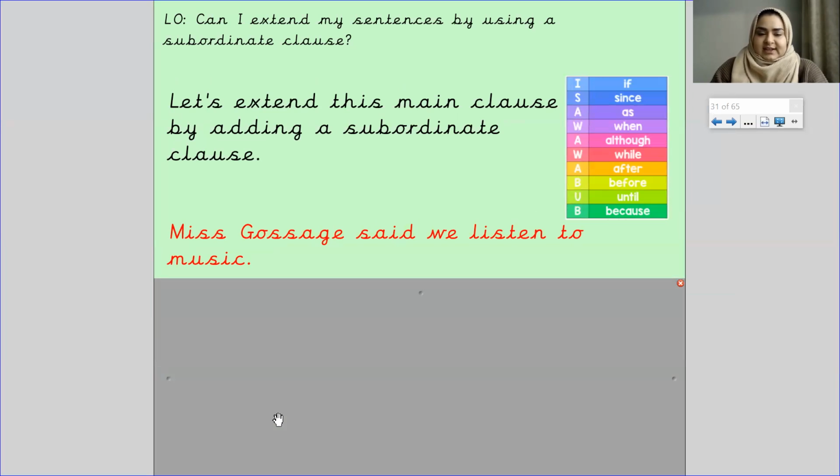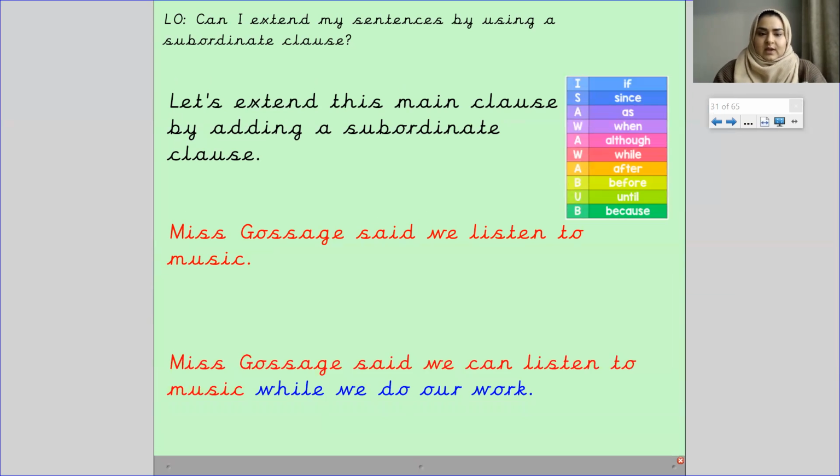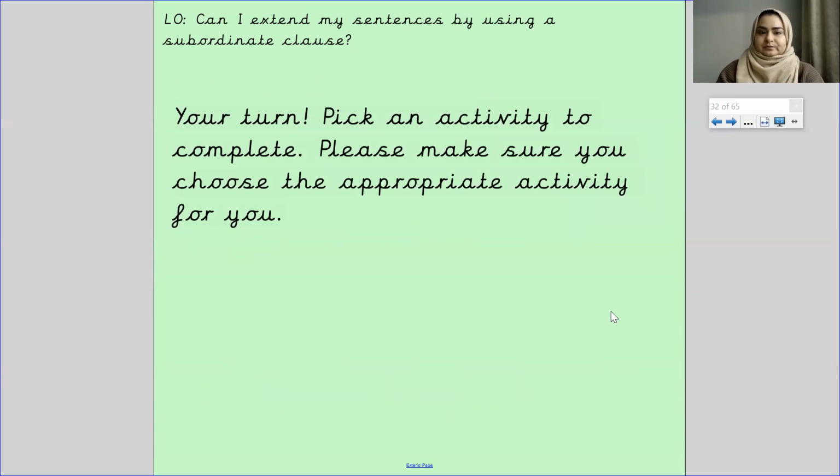Now, the next sentence is, Miss Gossage said we can listen to music. Pause the video and extend that sentence using a subordinate clause. And when you are ready, come back to the video. Miss Gossage said we can listen to music while we do our work. Okay, so this conjunction is while, and the subordinate clause is while we do our work.